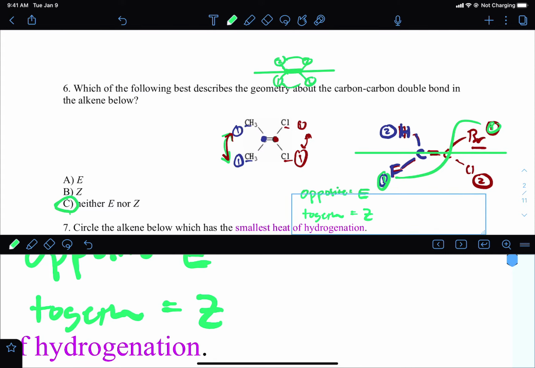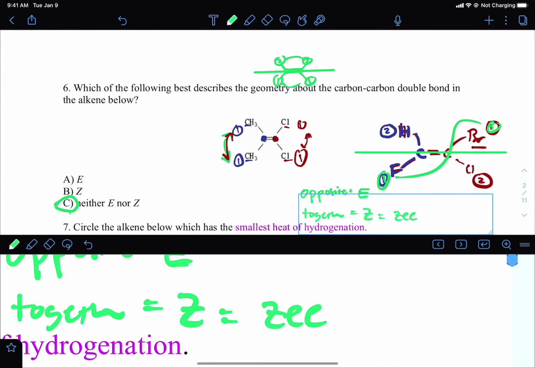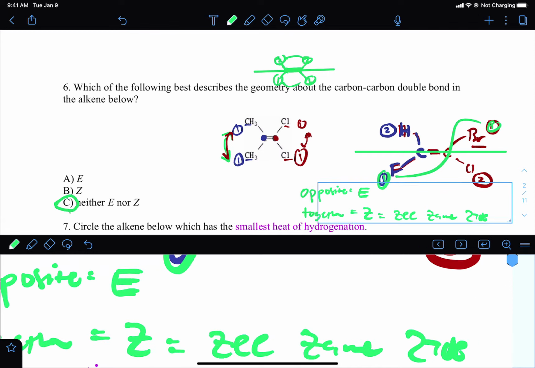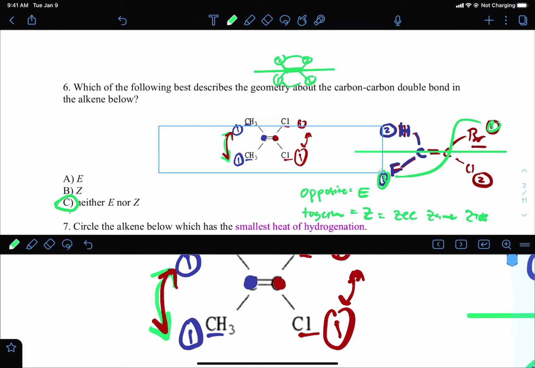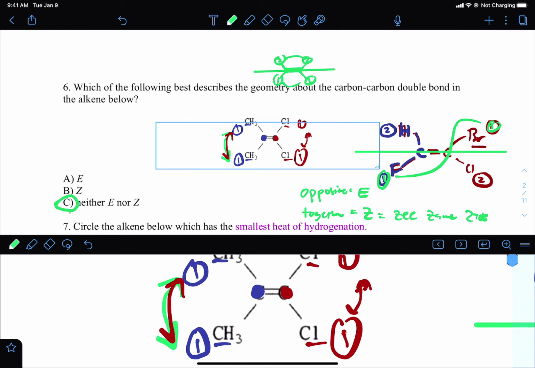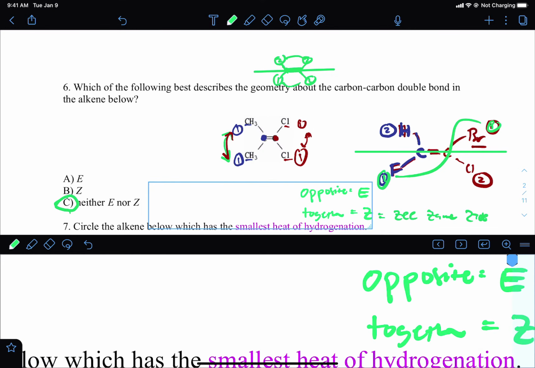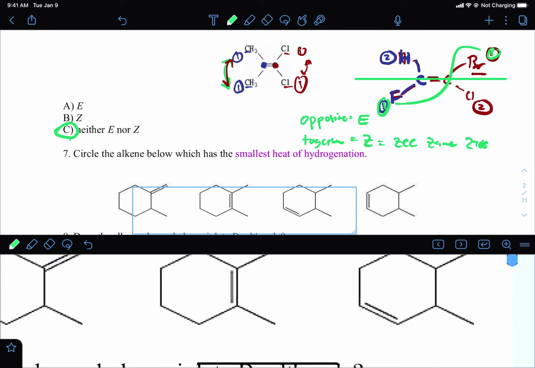The way I remember this, Z, they're on the same side. Right? If the ones are on the same side, it's Z. If they're not, it's E. Okay? So in this case, in the example given, it's not E or Z because we've got equal groups on each carbon. All right.